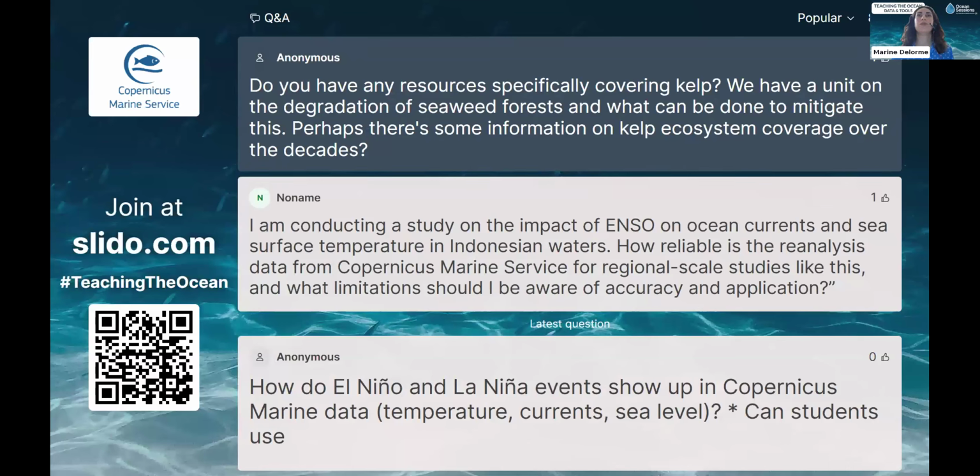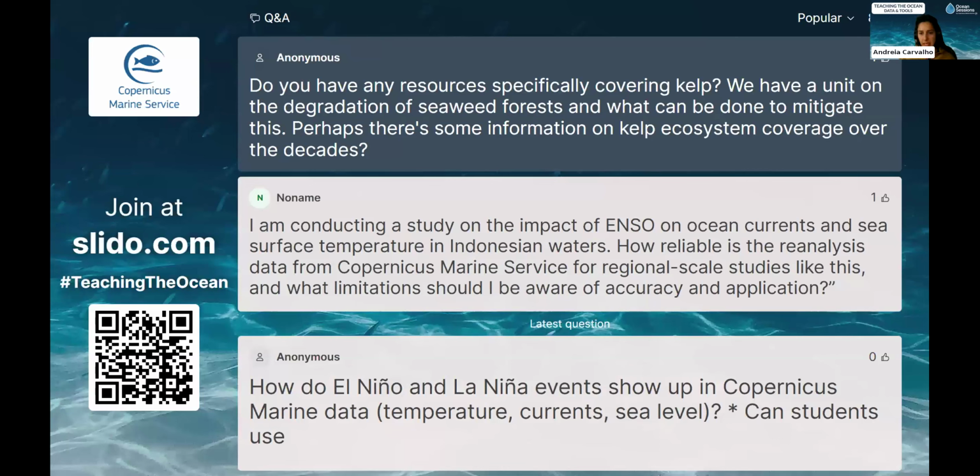Do you have any resources specifically covering kelp? We have a unit on the degradation of seaweed forest and what can be done to mitigate this. Perhaps there's some information on kelp ecosystem coverage over the decades. I don't think we have that. I know that there are others.